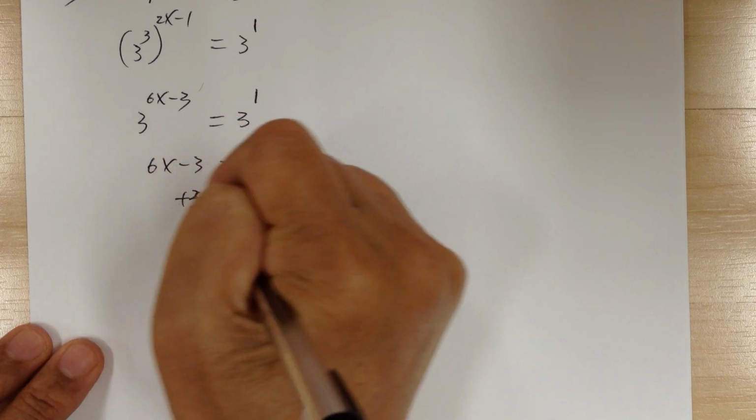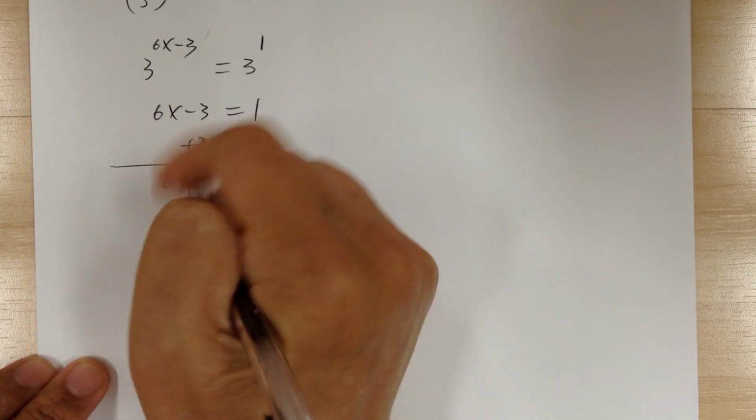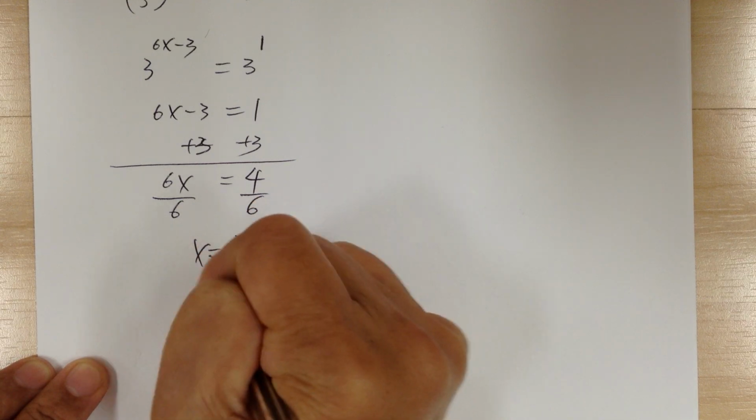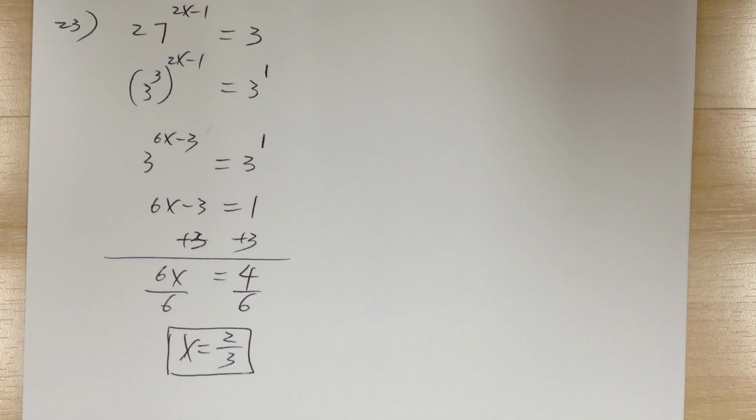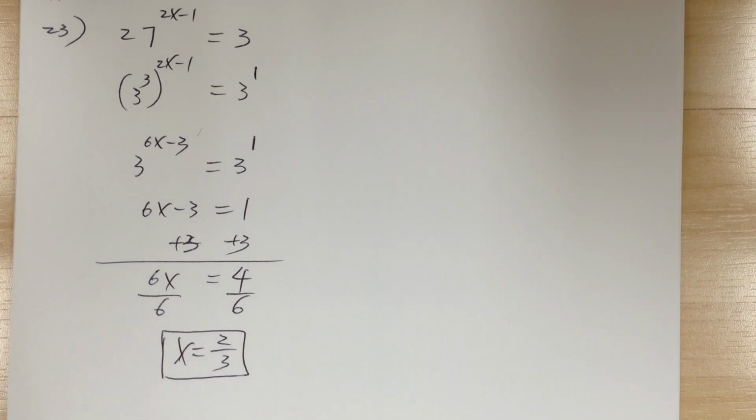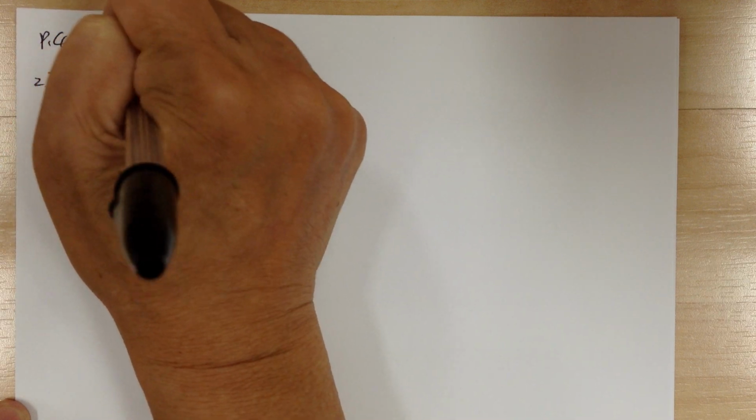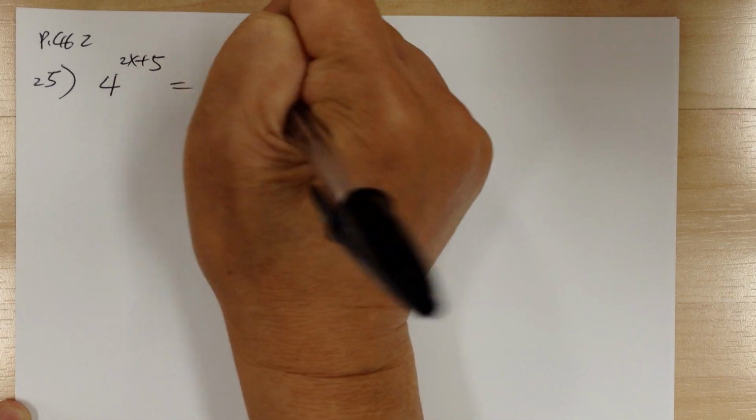Then plus 3 on both sides, so that this will cancel out. So you got 6x equal to 4. Then you have to divide by 6 to get rid of that. So x equal to 2 over 3. Okay, let's go to the next one. You have 4 to the 2x plus 5 equal to 16 to the x plus 1.